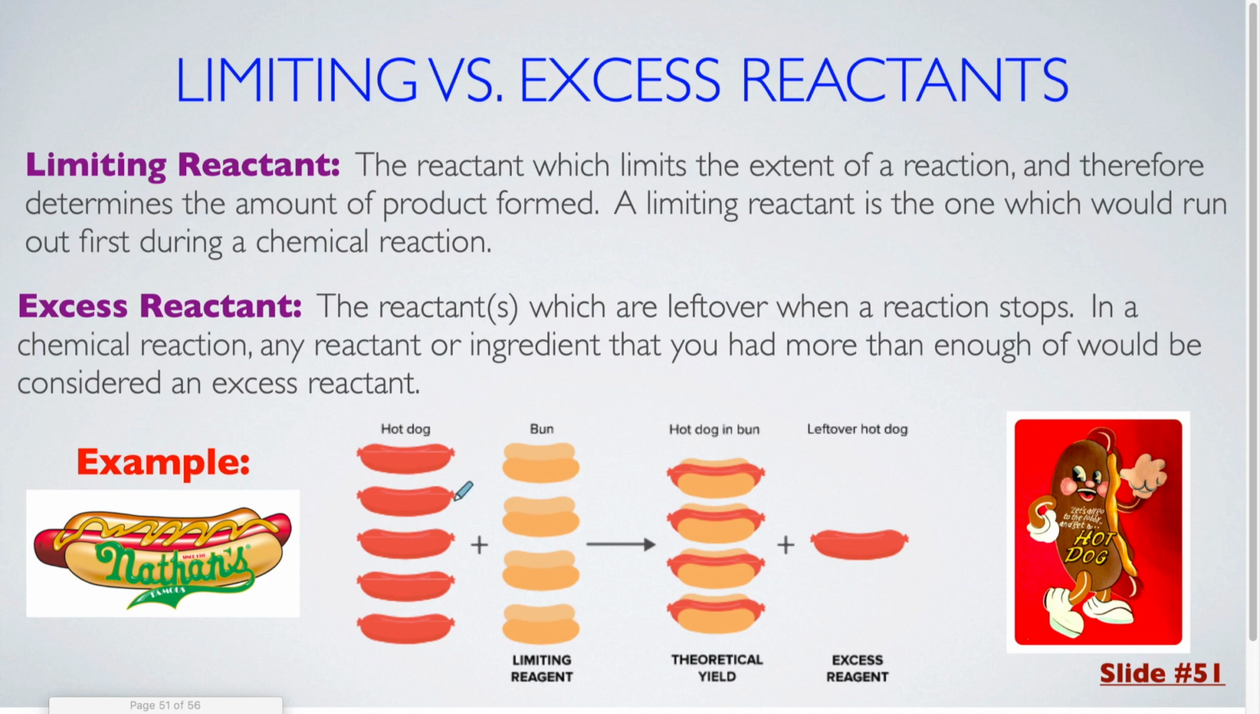Since these are used in a 1-to-1 ratio when you're preparing a hot dog, the buns would be the limiting reagent or limiting reactant. Reagent and reactant mean the same thing. So you can make 4 complete hot dogs, which we can call our theoretical yield, which means that we have 1 leftover hot dog without a bun, which would be our excess reagent or excess reactant.